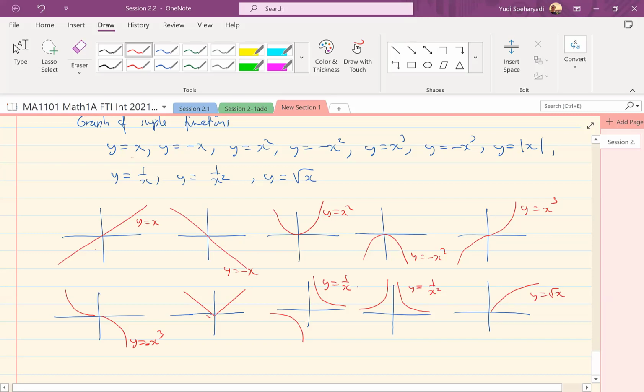Okay, questions? Okay, we'll do some transformations to get more complicated graphs than this one, but we start with this. All right, so let's take a break for 5 minutes.